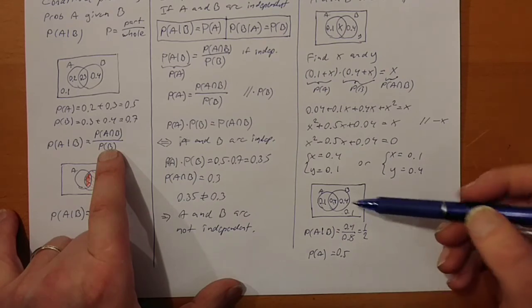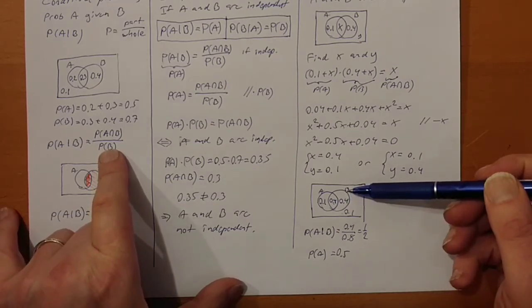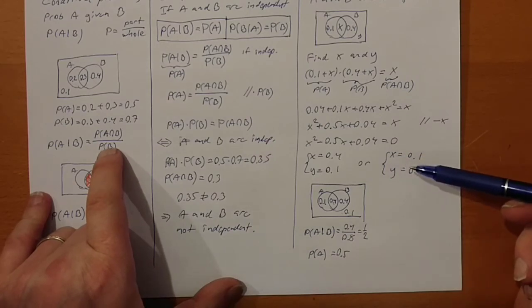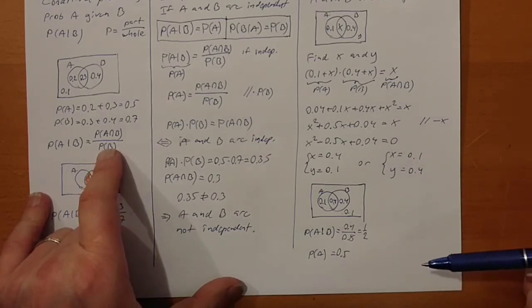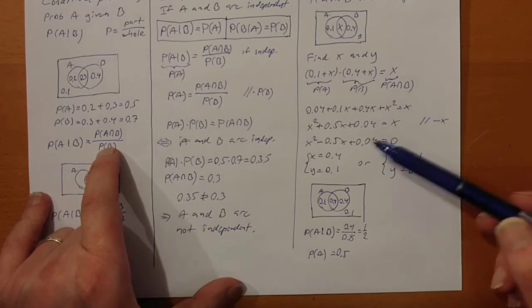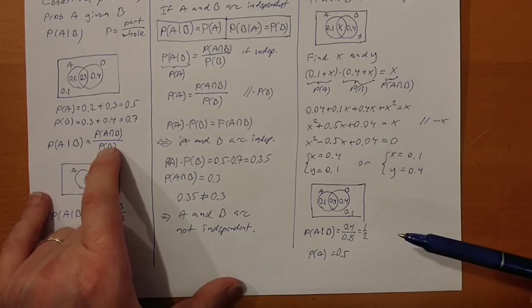And in a similar way, you can check that B is independent, so to speak, from A, and the same way you can do with this to verify that these two now are actually independent events, given that x is either 0.4 or x is 0.1.